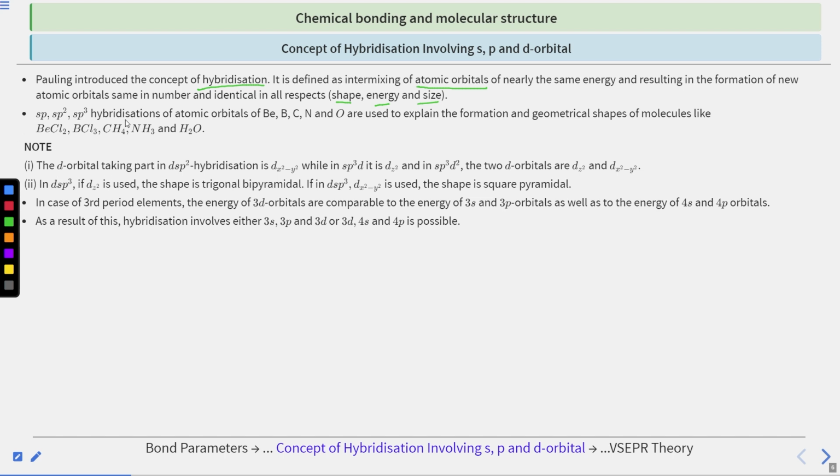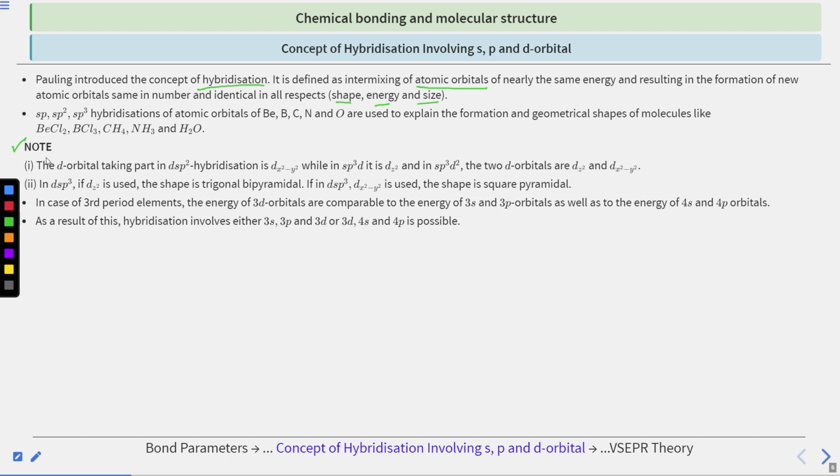sp, sp2, and sp3 hybridizations of atomic orbitals of beryllium, boron, carbon, nitrogen, and oxygen are used to explain the formation and geometrical shapes of molecules like beryllium chloride, boron chloride, methane, ammonia, and water.